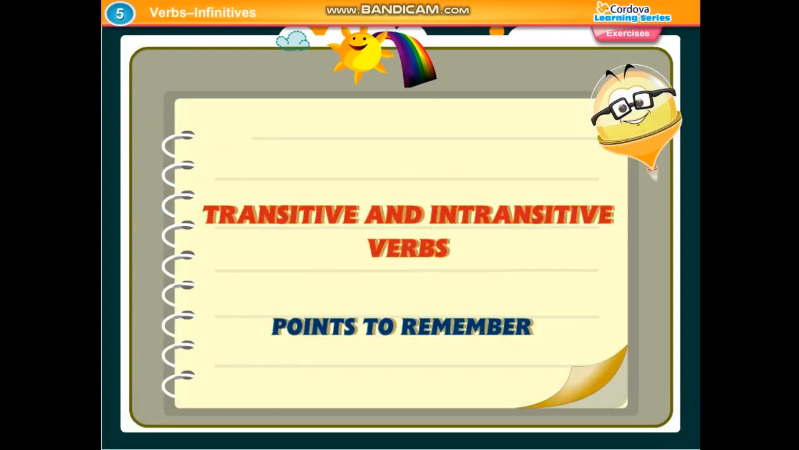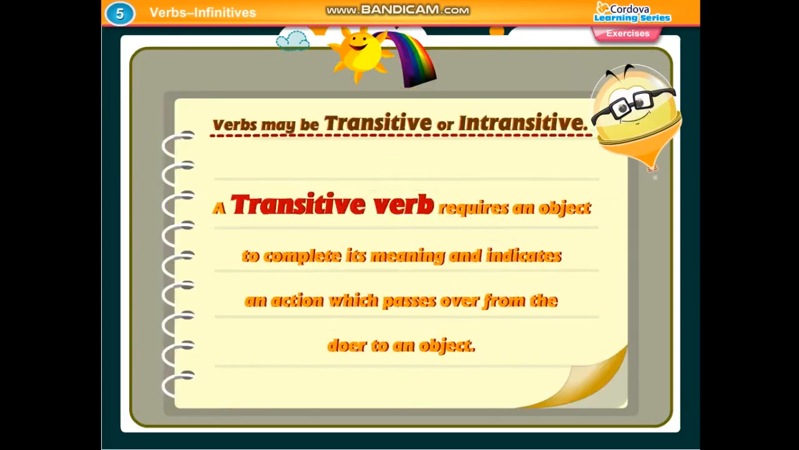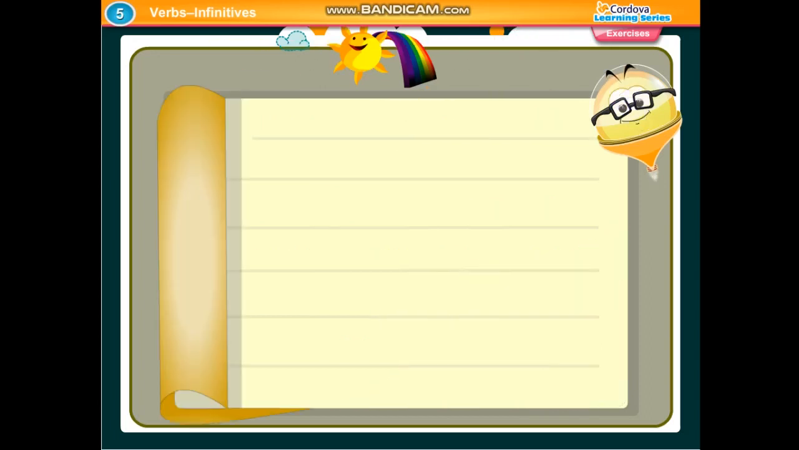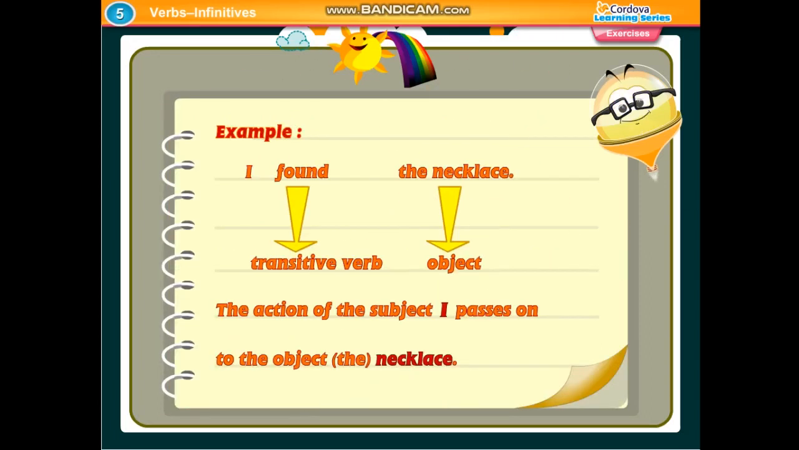Transitive and intransitive verbs. Points to remember. Verbs may be transitive or intransitive. A transitive verb requires an object to complete its meaning and indicates an action which passes over from the doer to an object. Example: I found the necklace. Transitive verb, object. The action of the subject, I, passes on to the object, the necklace.